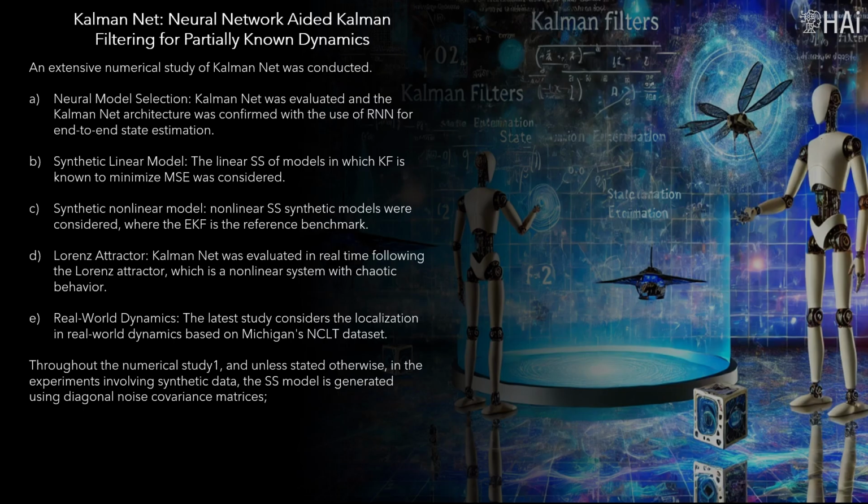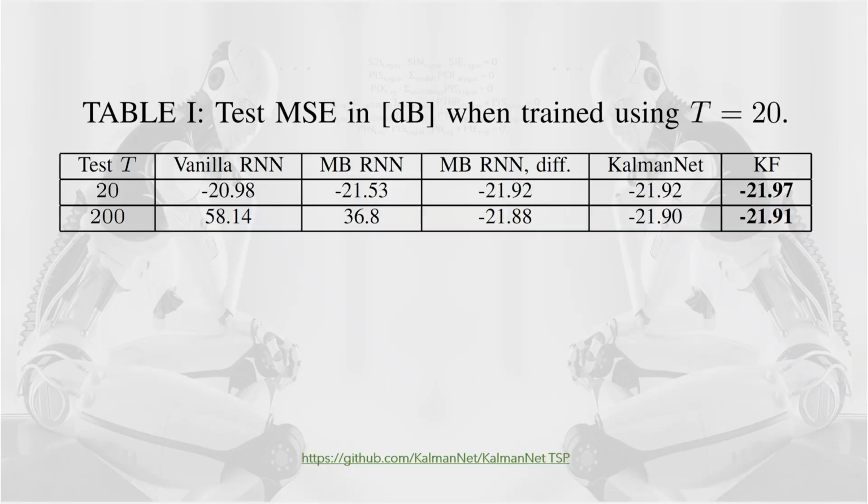D. Lorenz attractor. KalmanNet was evaluated in real time following the Lorenz attractor, which is a nonlinear system with chaotic behavior. Concrete benefits were evaluated by following a challenging chaotic system. E. Real-world dynamics. The latest study considers localization in real-world dynamics based on Michigan's NCLT dataset, where KalmanNet's ability to achieve better real-time capability was demonstrated. Throughout the numerical study, and unless stated otherwise, in the experiments involving synthetic data, the SS model is generated using diagonal noise covariance matrices.